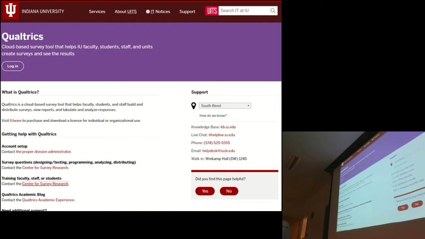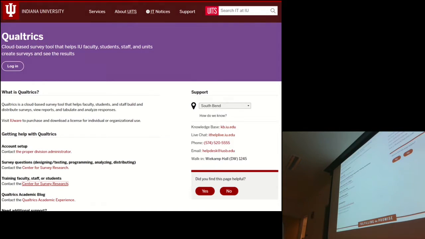This is a cloud-based survey tool for faculty, students, staff, and other units here at IU. So you have access to this resource. You can use this resource. You sign in through your IUSB sign-in, and then you can access Qualtrics.